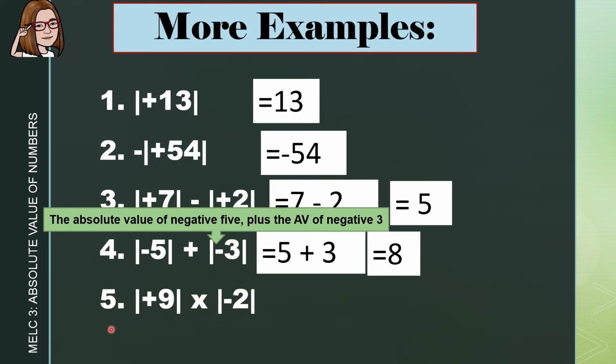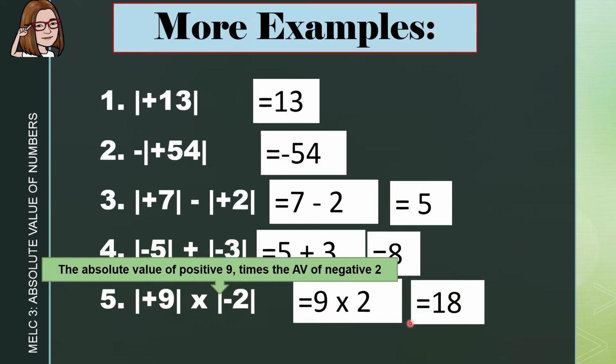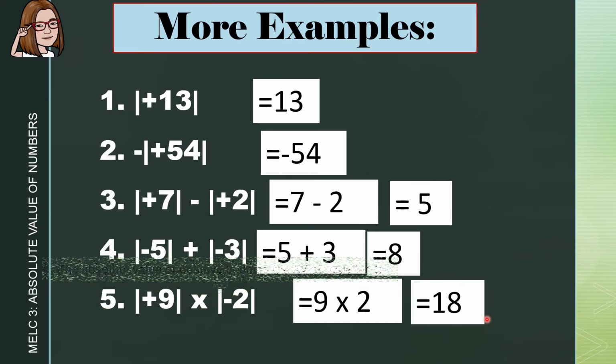Very good. For the last number, this is the absolute value of positive 9 times the absolute value of negative 2. It's just the same. We simplify the absolute value of 9, that's 9, and the absolute value of negative 2, that's 2. And then we just copy the operation in between, which is multiplication. We then multiply 9 by 2, and we will get 18 as our final answer. Do you follow? Nice work. If not, please go back to the previous examples.